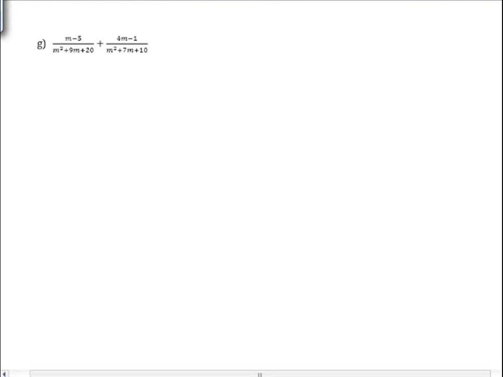Another example here, we have g is m minus 5 over m squared plus 9m plus 20, and 4m minus 1 over m squared plus 7m plus 10. So we need to factor both of these denominators so that we can find our LCD. M squared plus 9m plus 20 factors as m plus 4 times m plus 5. And m squared plus 7m plus 10 factors as m plus 2 times m plus 5.